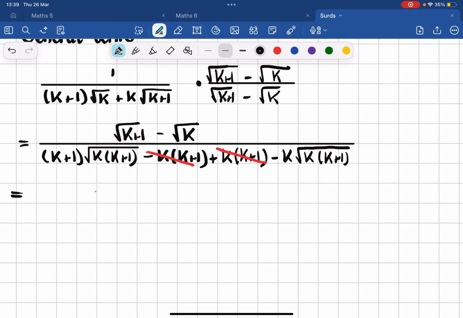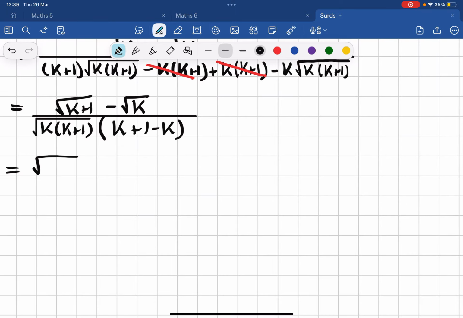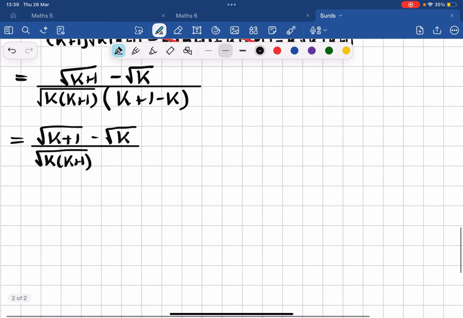So we can factorize that out. Let me just rewrite this fraction: root k plus 1 minus root k. So on the bottom we said we were factoring out this surd. And then we're obviously left with k plus 1 minus k on the inside. That bracket's just easy to evaluate. That's simply 1. So our denominator becomes root k times k plus 1.